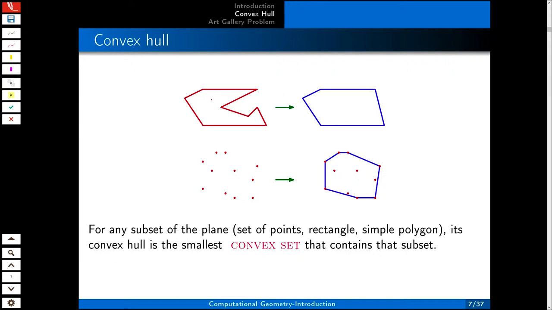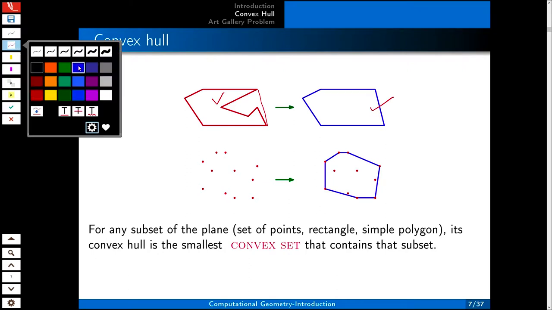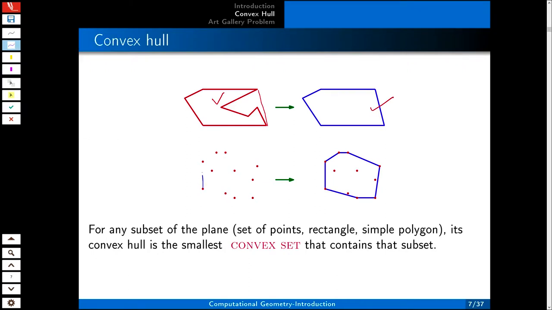So if this is my object, what is the minimum convex object that contains this whole shape? It is this one. If this is my set of points, what will be the minimum convex object that contains all these points? This. Right?